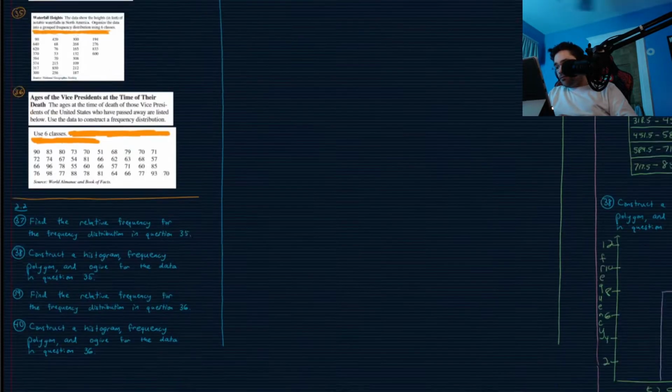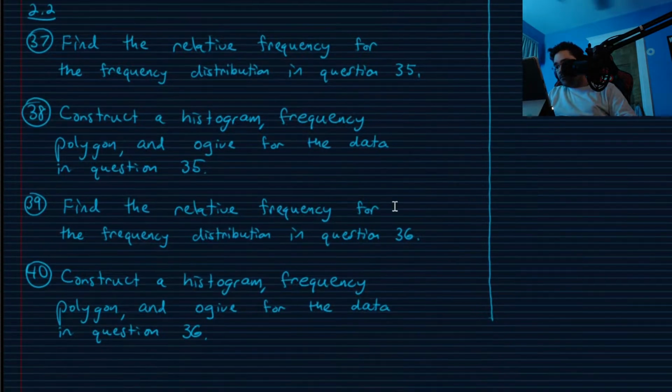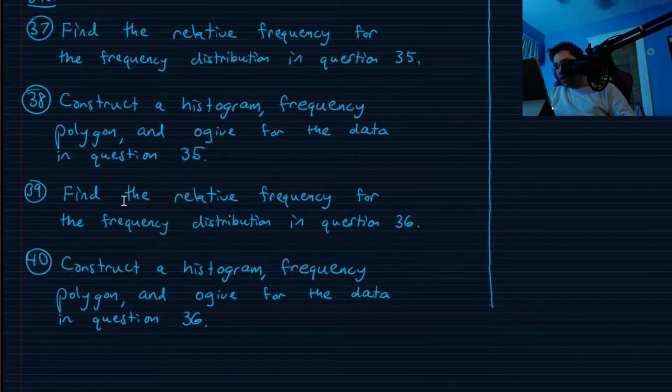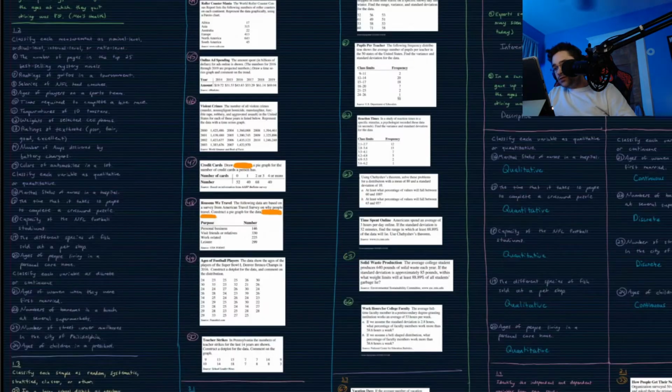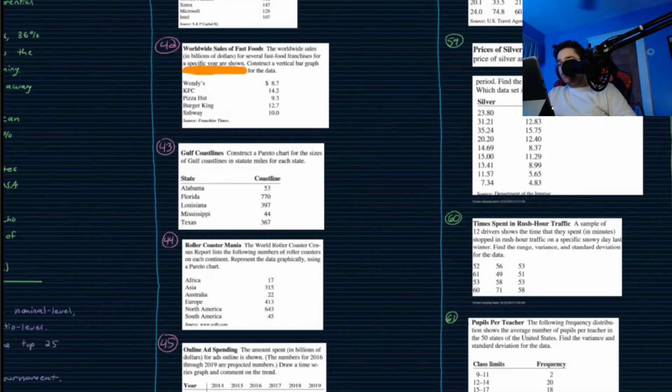And then just a couple of constructing histograms, frequency polygons, ogives, things like that. Did I ask more here? Oh, yeah, a lot more. Holy jeez. Forgot how long I made this homework.